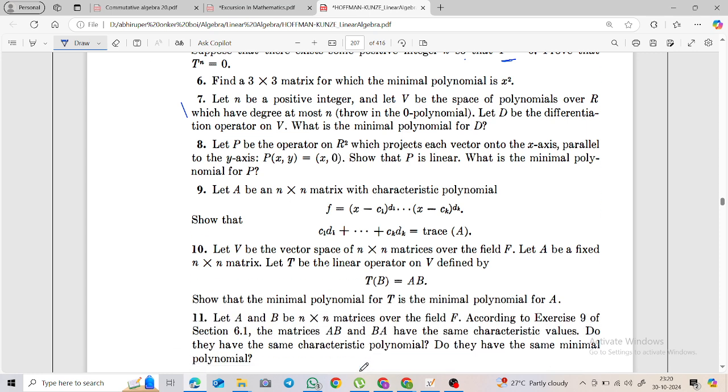Let n be a positive integer and let V be the space of all polynomials over R which have degree at most n. Zero polynomial is included. Let D be the differential operator. What is the minimal polynomial of D?